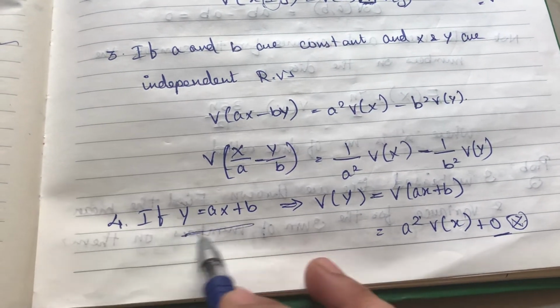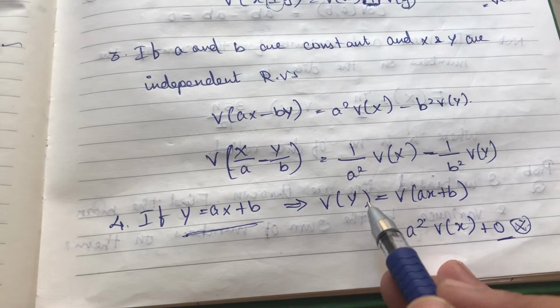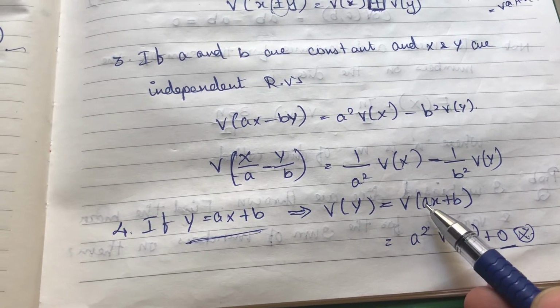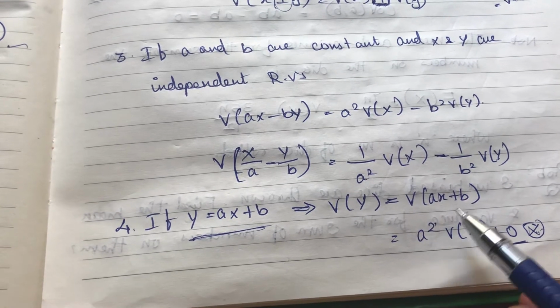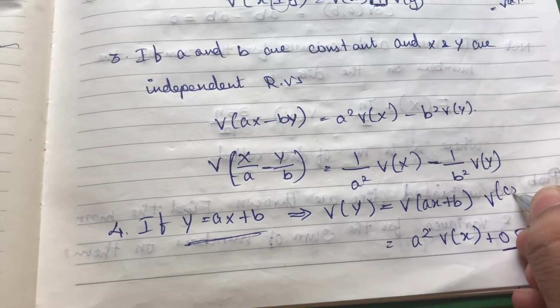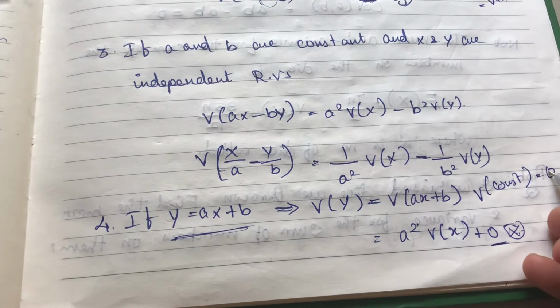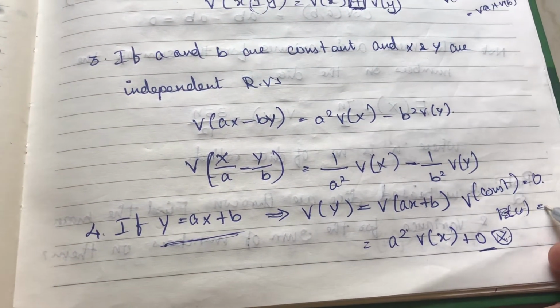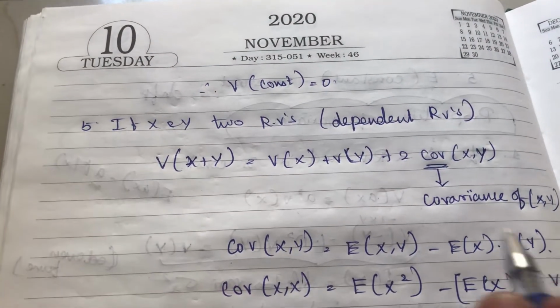And the last one, if Y is equal to aX plus b, we can easily write variance of Y, which is equal to variance of the whole thing. So here if I take a, it will be a squared, but V of a constant should be 0, but expectation of a constant will be constant.